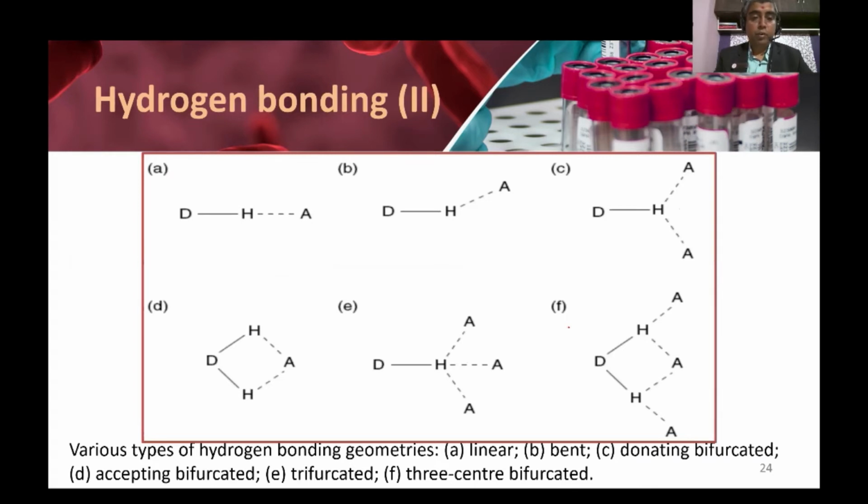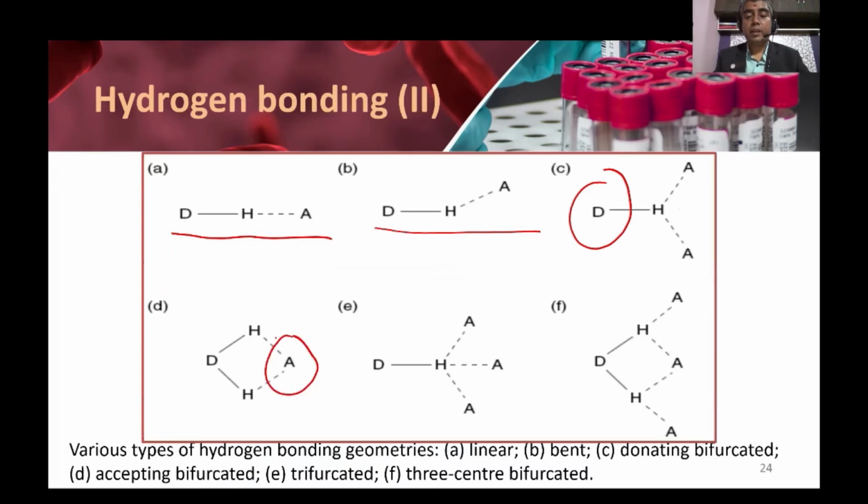These are the various types of hydrogen bonding geometries. The first one is linear, the second one is bent, the third is donating bifurcated, the fourth one is accepting bifurcated, the fifth one is trifurcated accepting, and the sixth one is three-center bifurcated. So these are the various types of hydrogen bonding geometries.